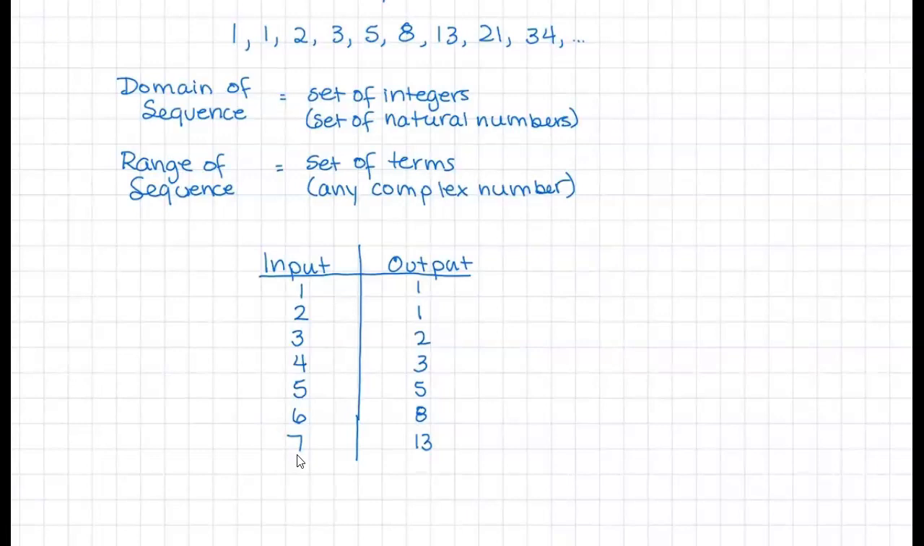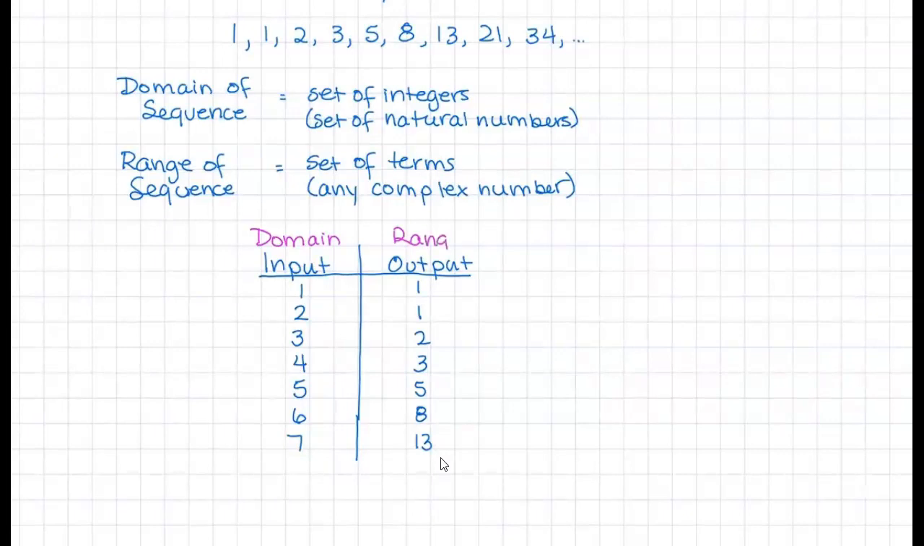The range is a set of outputs, and so that is the actual sequence itself. So 1, 1, 2, 3, 5, 8, 13. So there's your output. That's your domain and range then, your input and output. So this is the domain, and this is the range.